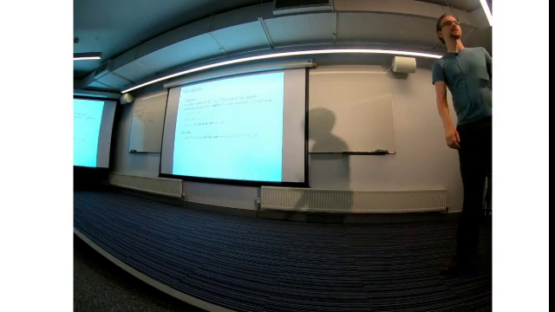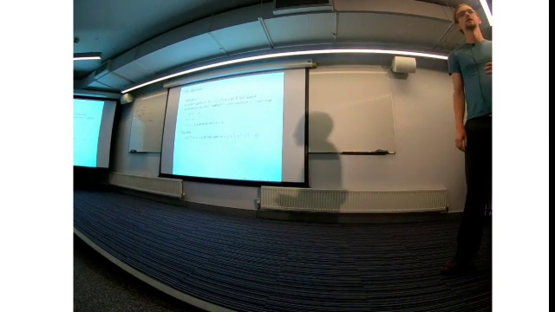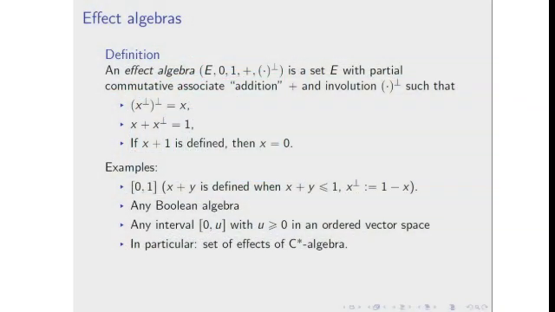The obvious example of this is the unit interval in the real numbers. I define x plus y when x plus y is smaller than 1, and the perp is just 1 minus x. More generally, any Boolean algebra forms an effect algebra. If I have an ordered vector space, I can take any interval, and this is also an effect algebra. In particular, if I have a C-star algebra, I can take the set of elements that are positive and smaller than the identity, and those also form an effect algebra.